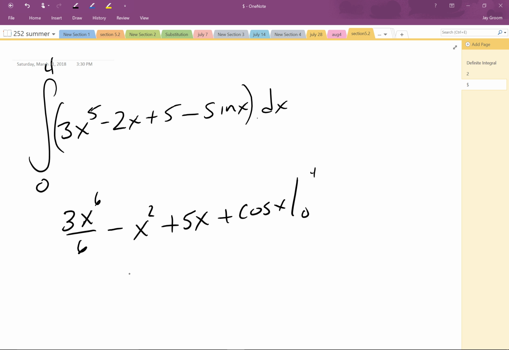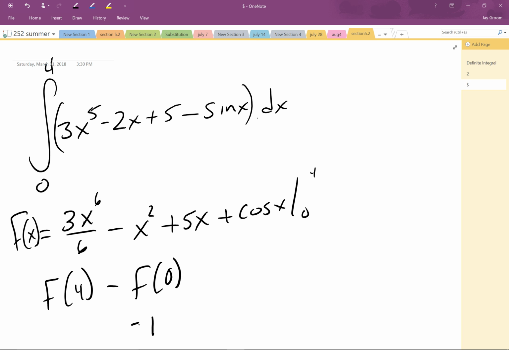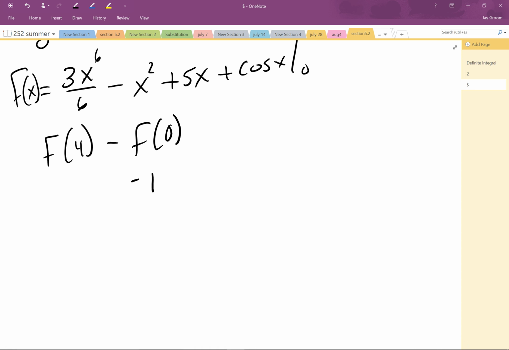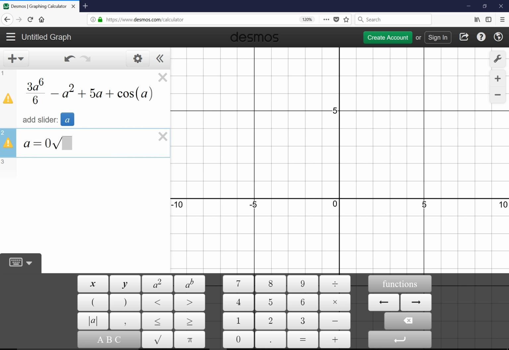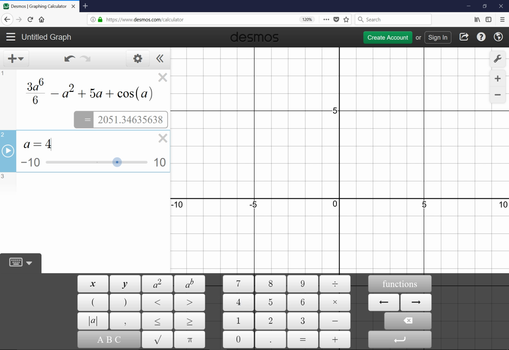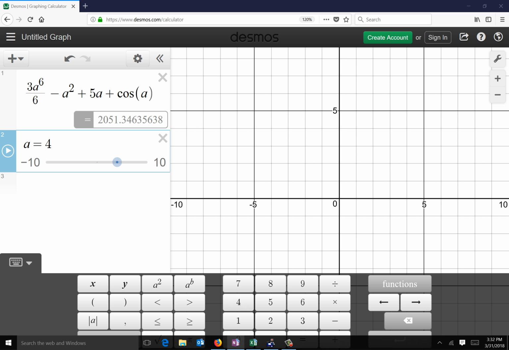So remember, this whole thing right here is big F of x, right? So I need to do F of 4 minus F of 0. Well, F of 0 I just found to be 1. So I'm going to plug 4 in with that slider, and I get 2051.34.